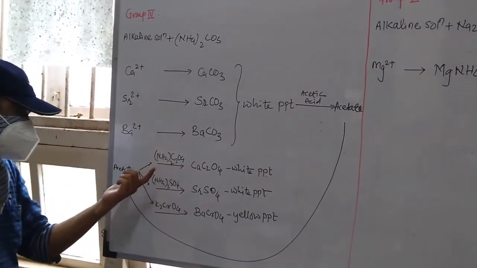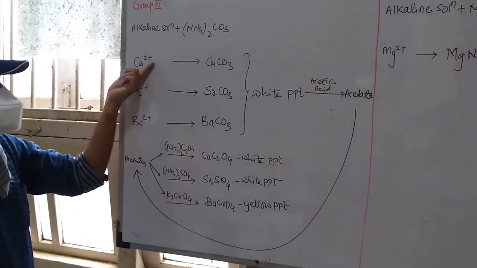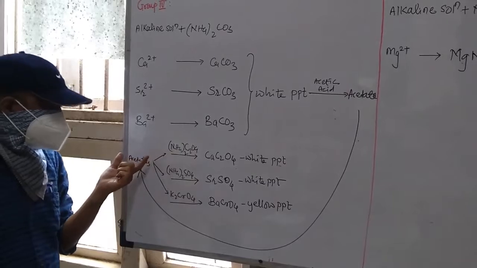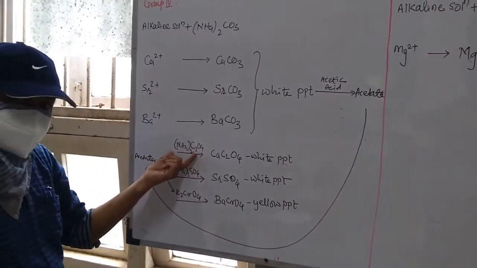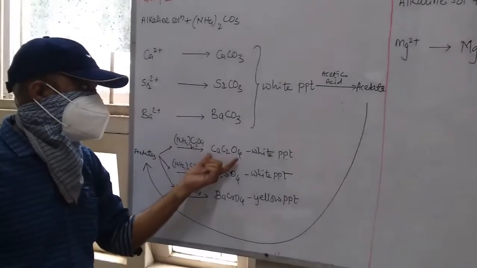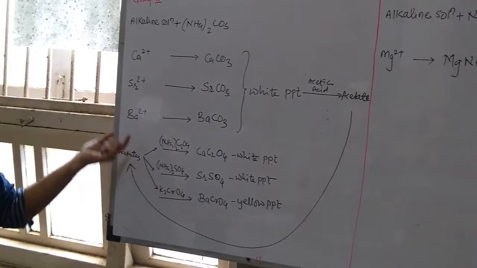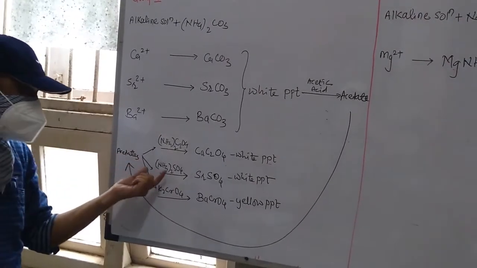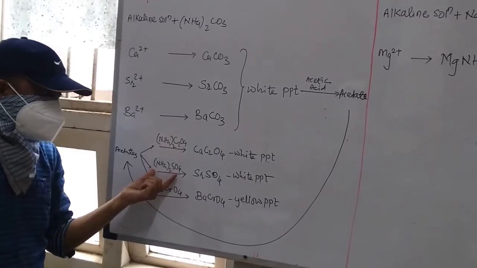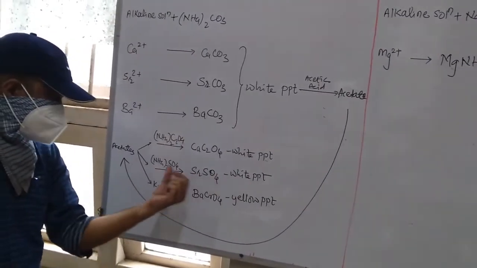us see what happens. Now if we take acetate of calcium, that is calcium acetate, to the precipitate of calcium acetate, if we add ammonium oxalate, then formation of calcium oxalate white precipitate takes place. And if the acetate is of strontium, that is strontium acetate, then if we add ammonium sulfate, then the formation of corresponding sulfate, strontium sulfate white precipitate takes place.